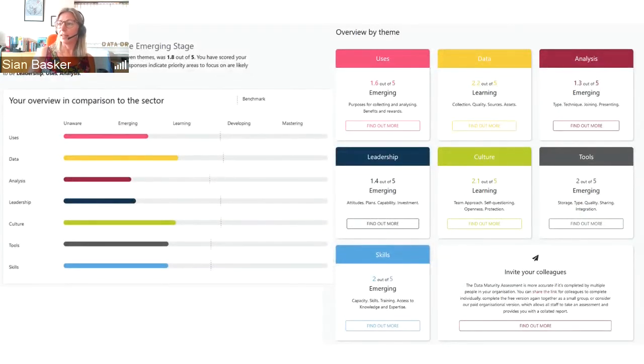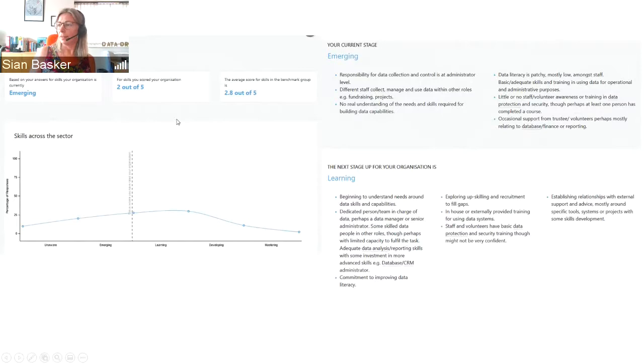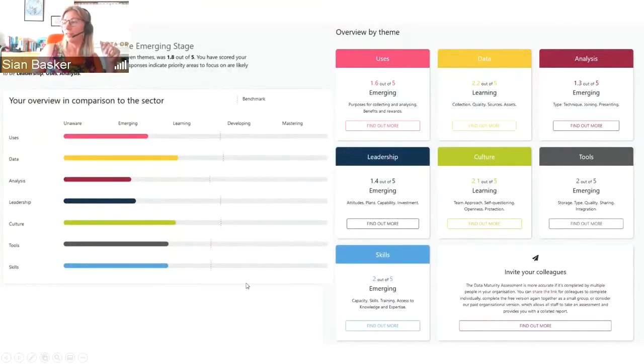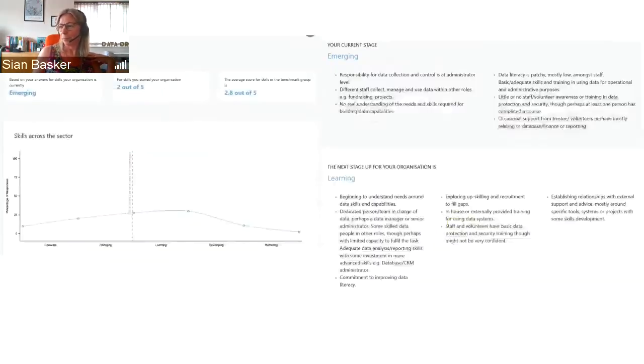This is an example of the report that gets generated. In this case, you can see this person scored the organisation 1.8 out of 5. They weren't doing very well at all, this organisation. They're emerging. And then you can drill into each of the 7 themes in the report and invite colleagues. And our premium version makes it easier to do that.